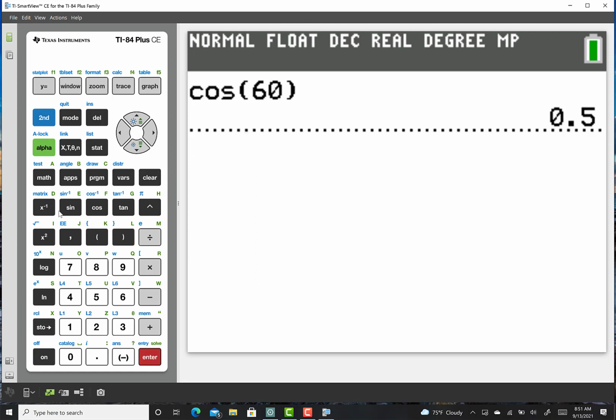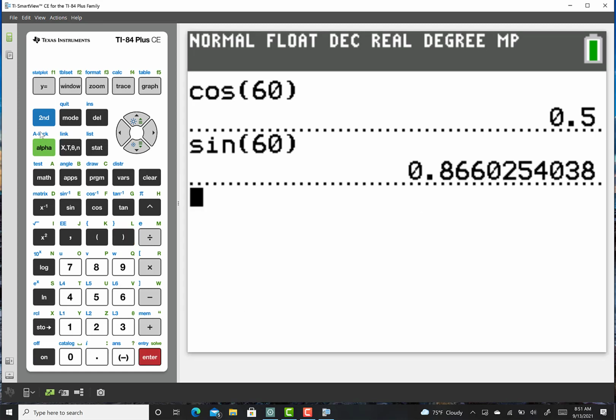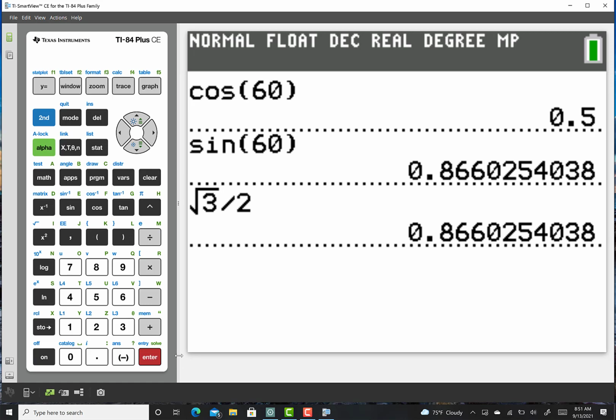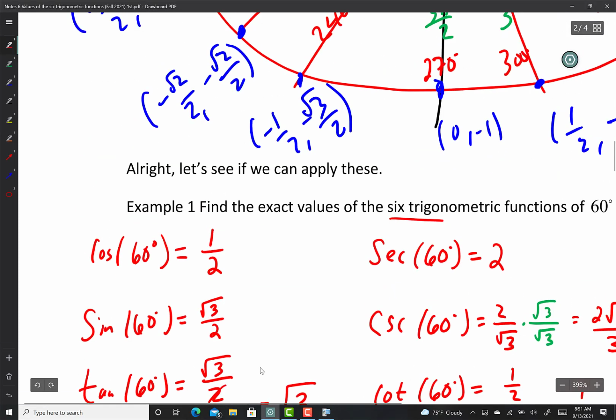If I type sine 60, this is not a CAS, so it's not going to give me the pretty square root. But it's going to give me 0.866, and that is square root of 3 over 2. Look at that, guys. Isn't that cool? Didn't you ever wonder where these values come from? Well, now you know. We derived it from scratch. Okay, well, I think that's cool, but you guys are like, what's the next question?